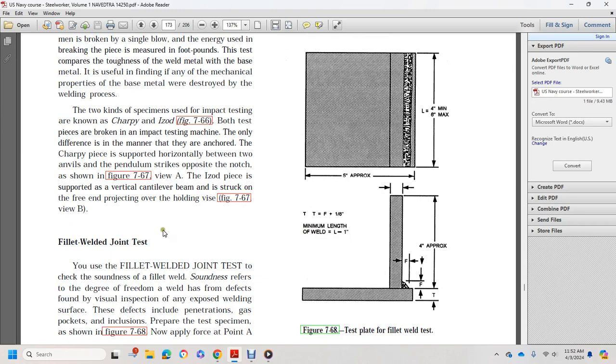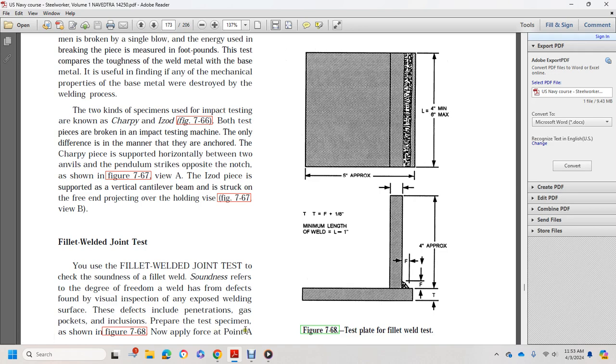All right, the fillet weld joint test. Use a fillet weld joint test to check the fillet weld soundness and the degree of freedom from defects. On visual inspection, the exposed welding surface may show defects including lack of penetration and gas pocket inclusion. Compare the test specimen shown in figure 768.